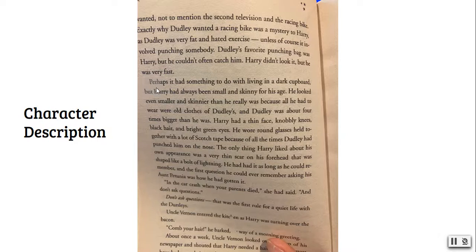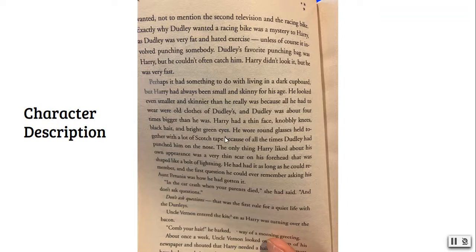J.K. Rowling writes, "Perhaps it had something to do with living in a dark cupboard, but Harry had always been small and skinny for his age. He looked even smaller and skinnier than he really was because all he had to wear were old clothes of Dudley's, and Dudley was about 4 times bigger than he was. Harry had a thin face, knobbly knees, black hair, and bright green eyes.